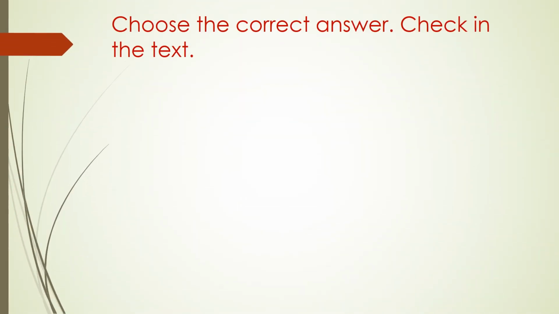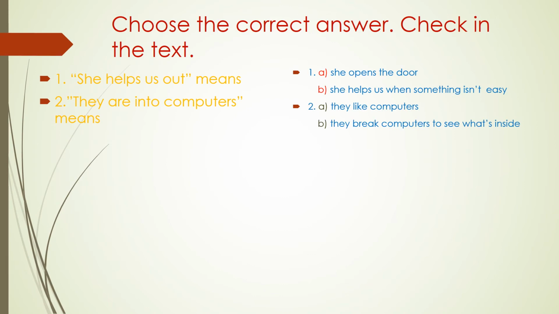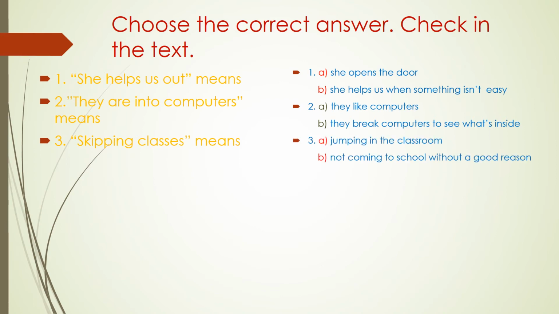Look through the text again and choose the correct answer, then check in the text. The first, she helps us out, means A. She opens the door. B. She helps us when something isn't easy. The second, they are into computers, means A. They like computers. B. They break computers to see what's inside. The third, skipping classes, means A. Jumping in the classroom. B. Not coming to school without a good reason.